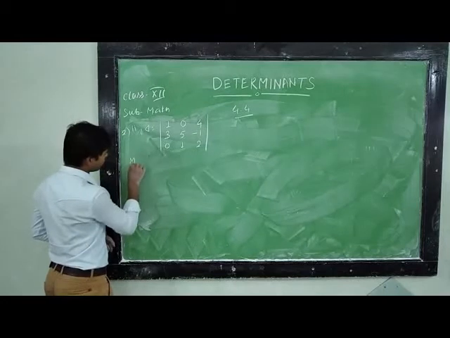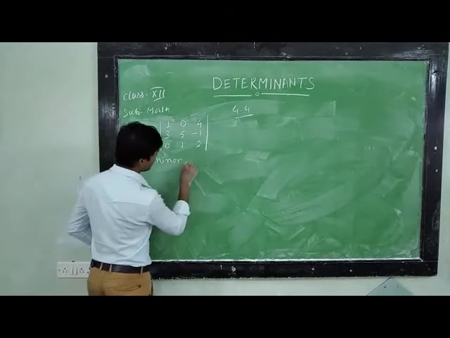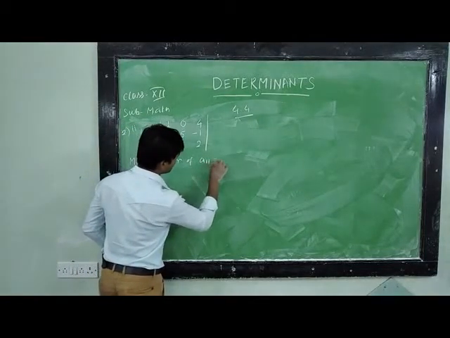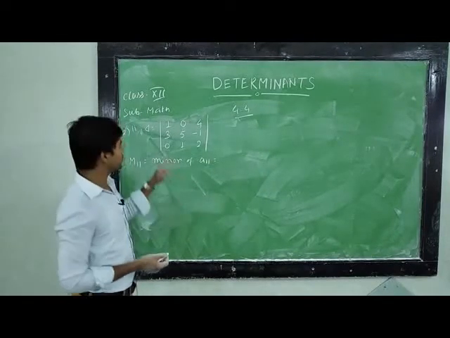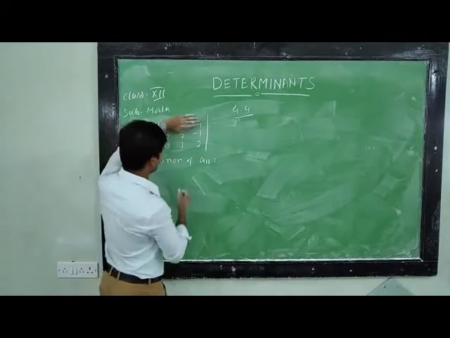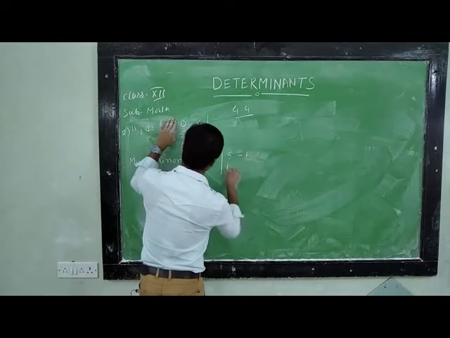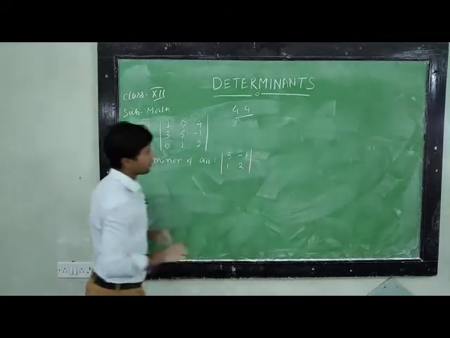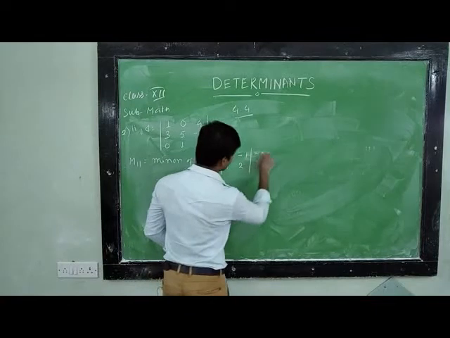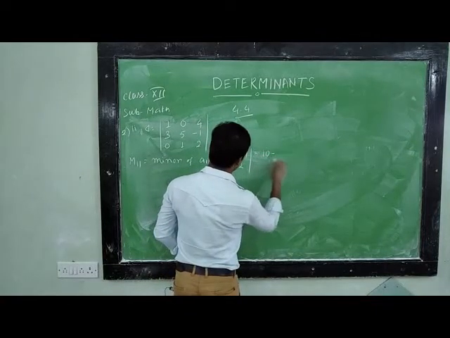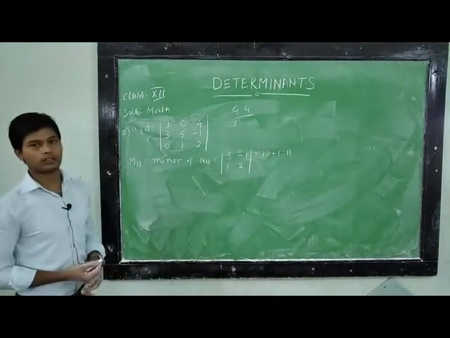So minor means M11. M11 means minor of the element A11. That means we have to cover the first row and the first column. If I cover this row and this column, we have a 2 cross 2 determinant: 5, minus 1, 1 and 2. If I calculate it, it will be equal to 5 times 2 is 10 minus minus of minus 1, that is plus 1, that is 11. So minor of A11 is equal to 11.